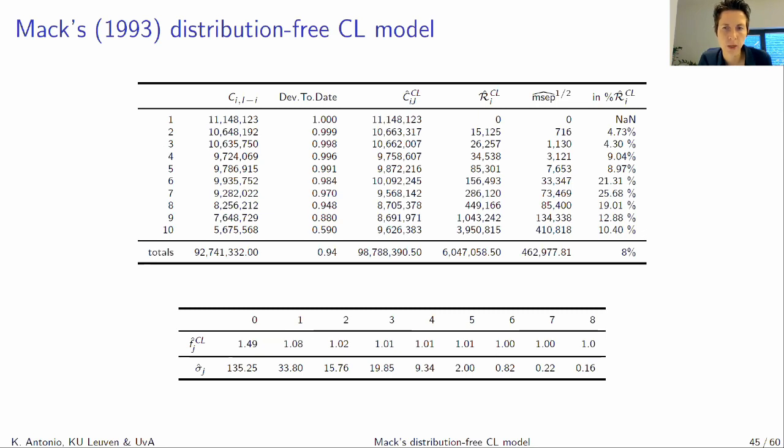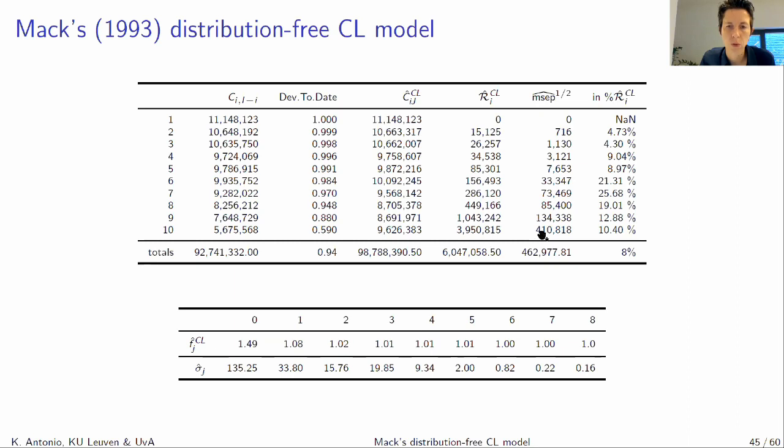Here you see the calculations from Mack for the triangle that we already encountered earlier on. We recognize this column, this column, and this column. That is what we already calculated with the chain ladder. And now we can also mention the corresponding square root of this mean squared error of prediction. This allows me to put an error bar on top of the prediction that my chain ladder brought me already. That is the extra thing I get here: a measure of the uncertainty that comes with this prediction.